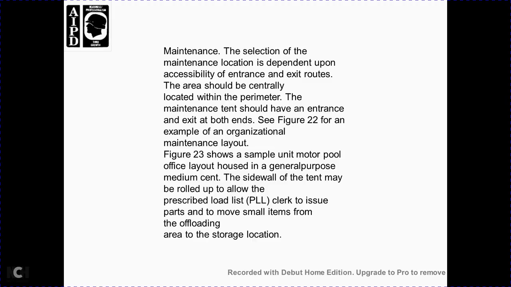Figure 23 shows the sample unit motor pool office layout, with the general purpose medium tent with the side walls rolled up to allow the prescribed load list clerk to issue parts and move the small items from the offloading area to the storage location. Figure 23 shows the sample unit motor pool office location layout.